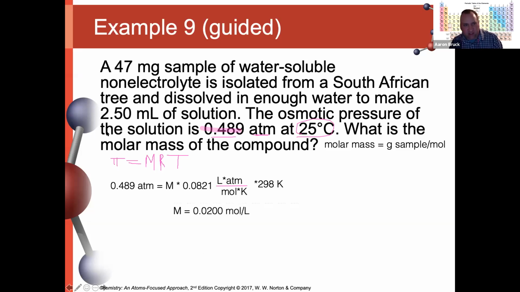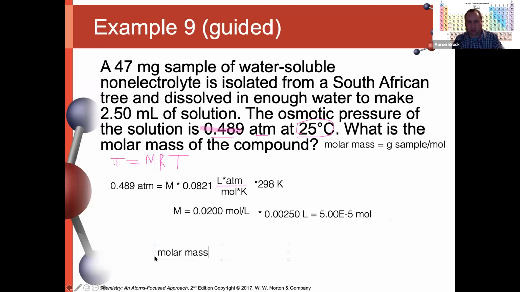I can use this to find my number of moles. So 2.5 milliliters is 0.00250 liters. And what I get is 5.00 times 10 to the negative fifth moles of this substance.